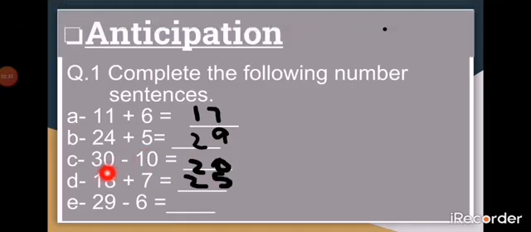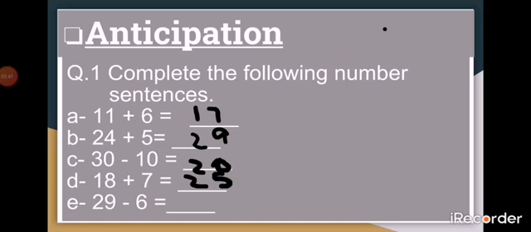Last part, 29 minus 6 is equal to dash. Now it's a subtraction sentence. You can put 6 in mind and count on till 29. Or the other way is you put 29 in mind and count back 6 numbers. So I'm putting 29 in mind and I'm going to count back 6 numbers.